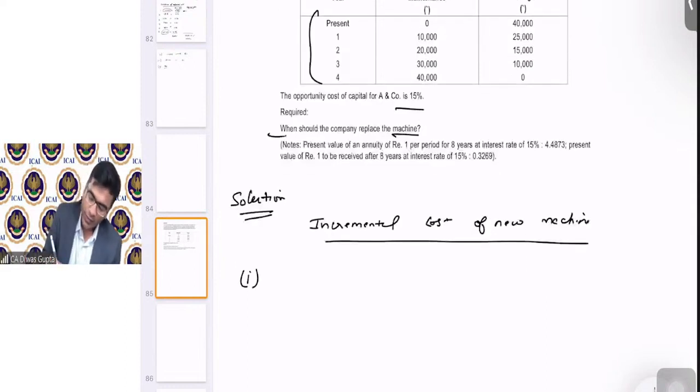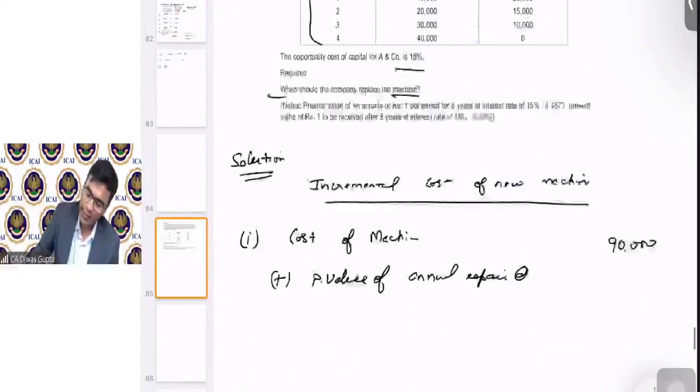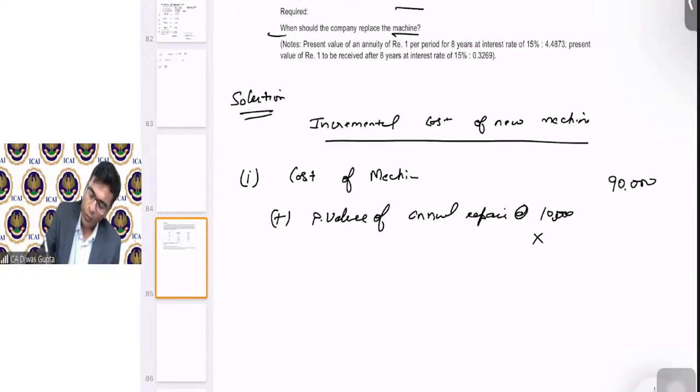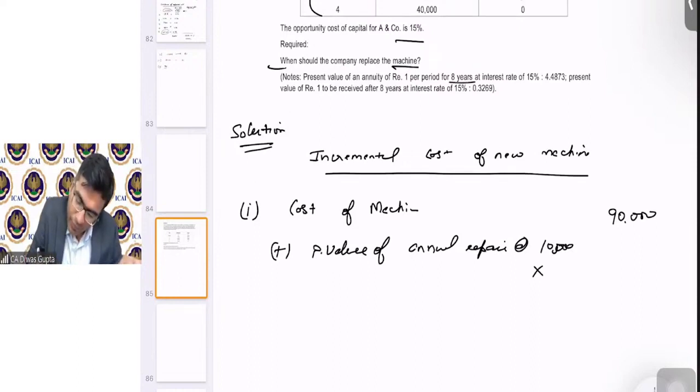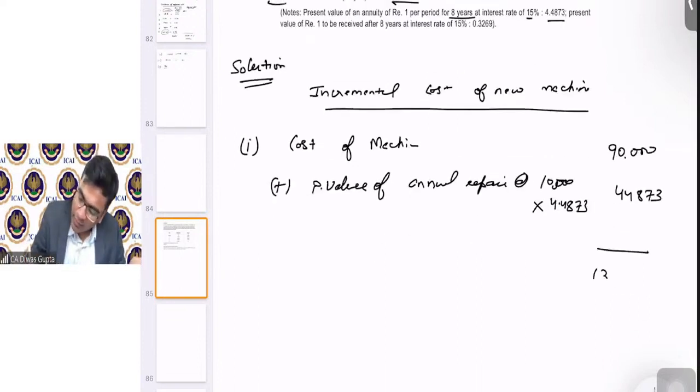So students, first of all, what is the cost of the new machine? It is 90,000, clear? Then plus present value of annual repairs. Those will be done at the rate of 10,000, right? Into the present value factor for 15% for 8 years, which is 4.4873. So this comes as 44,873. Right, students? So the total cost that will be spent in terms of outflow at present value level will be 1,34,873. Correct, students?